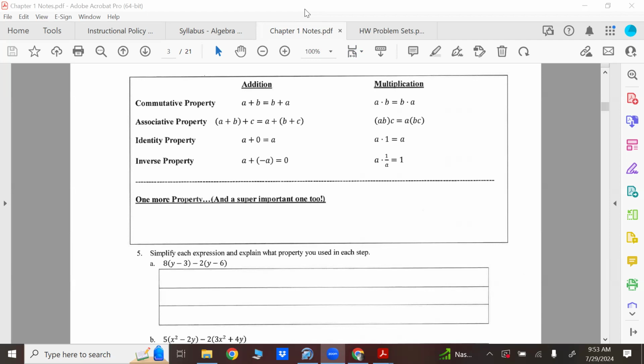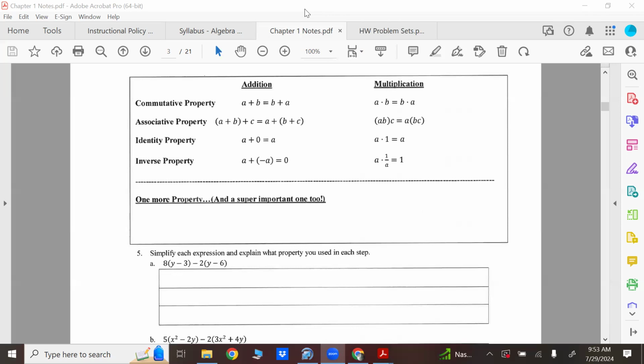Identity property just means the number keeps its identity. If you add 0 to something, it stays the same. Or multiplying something by 1 stays the same. Inverse means you do the opposite. So if you add a number to its negative counterpart, it's 0. Or multiply something by its reciprocal, it's 1. It's kind of the opposite of the identity property.